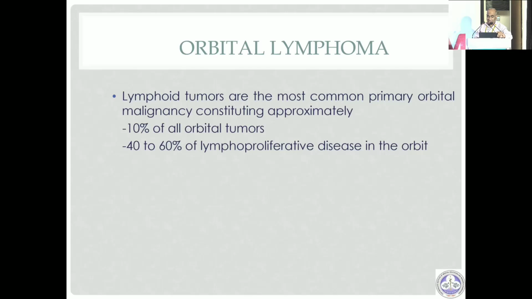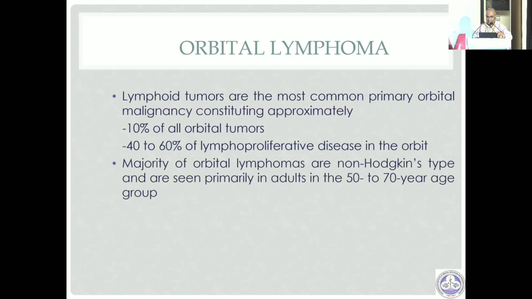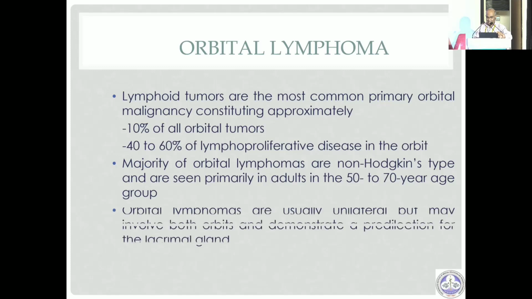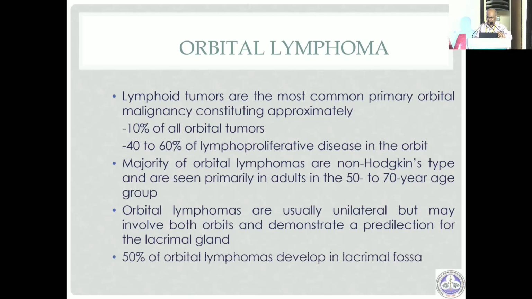Lymphoid tumors are the most common primary orbital malignancies and constitute approximately 10% of all orbital tumors. The majority present in the adult age group, and the non-Hodgkin's type is seen primarily. They are usually unilateral, but they may involve both orbits, may be asymmetrical, and have a predilection for the lacrimal gland region.